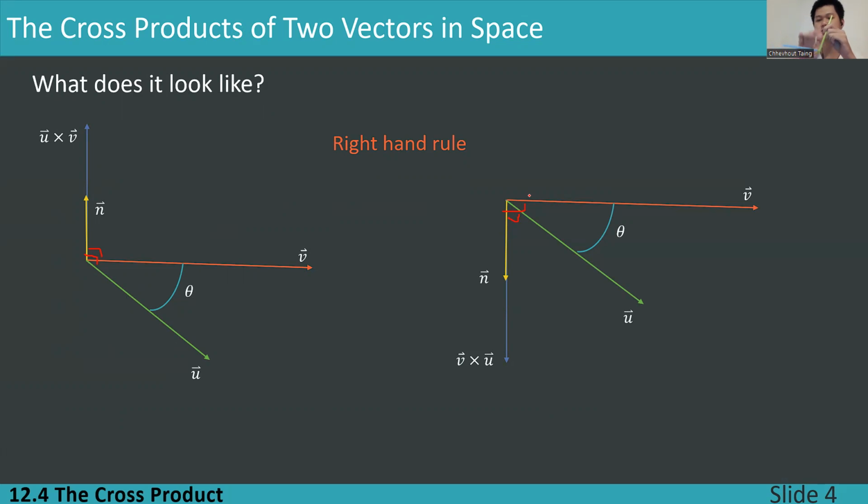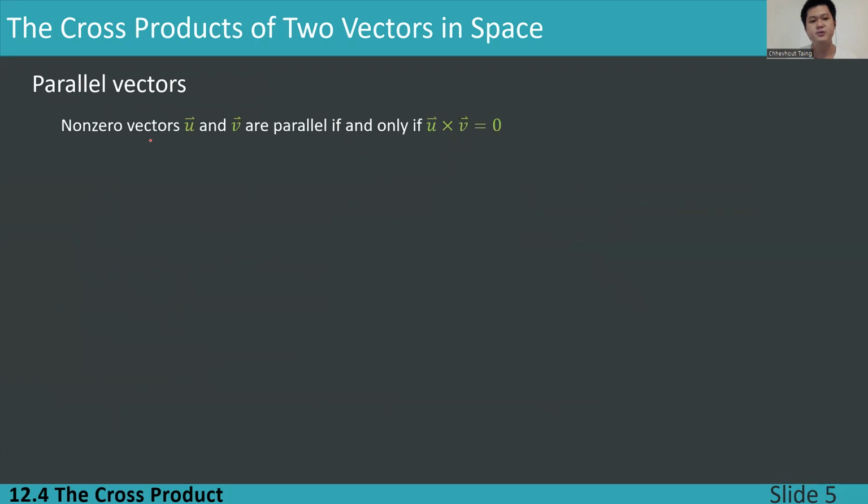What about v cross u? For v cross u, you would do the same thing. Use the right hand forefinger, point toward v, which is the blue one, curve toward u, and then your thumb would be pointing toward v cross u. It will look something like this for v cross u. Now let's move on to the next part, which is parallel vectors. If you have two non-zero vectors and u cross v is equal to 0, that would mean the two vectors are parallel to each other.